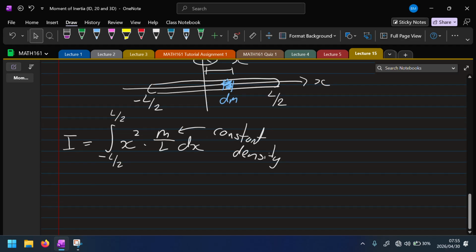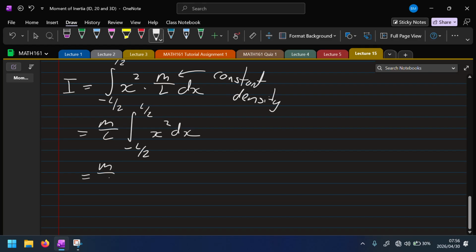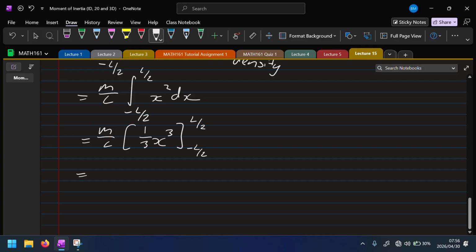Yeah. So it's very similar to what we did last time. So you cut up your object into the little pieces, you work out whatever the radius needs to be, the density, and then you substitute. So m over L, that's a constant, we can take it out. Okay, so we just have x squared dx, that's easy to do. Okay, so we get m over L, and then we end up with twice this, so 2 over 3.